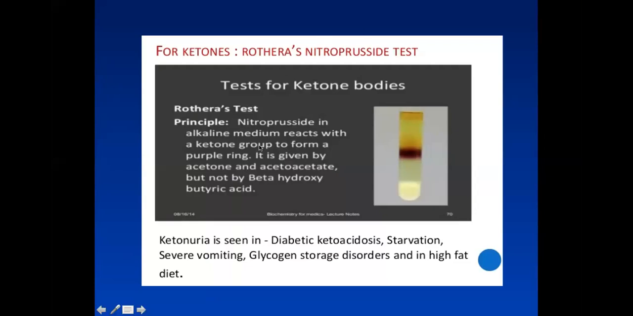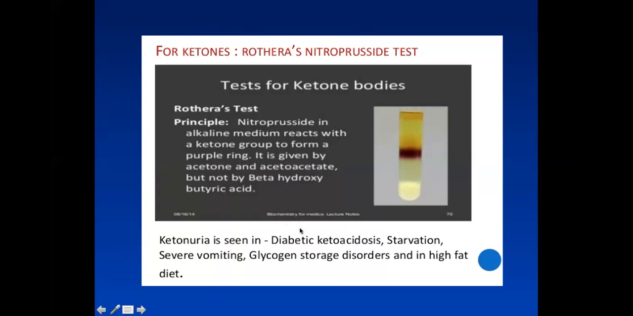Okay, so this is the Rothera's test for ketone bodies. I think you have learned this in your biochemistry time in second MBBS. Now the same principle is applied in the strip as well. We hardly do this in test tubes nowadays.